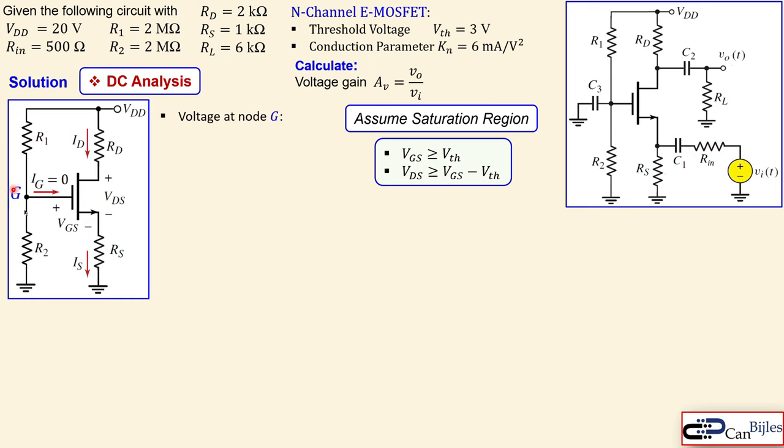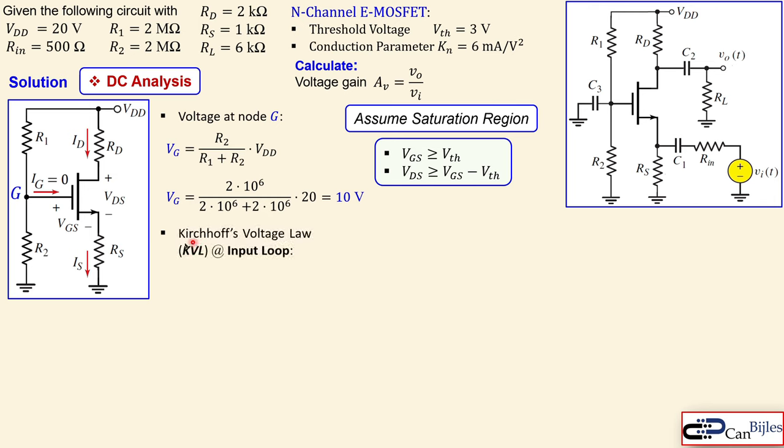First, the node G. At node G, we can apply the voltage divider rule. Why? Because the gate current is zero, since this is the capacitor model. And since the gate current is zero, we can say this is sort of an open circuit, so we can apply here without the Thevenin equivalent circuit, just R2 over R1 plus R2 times VDD, so we have this expression, we get 10 volts.